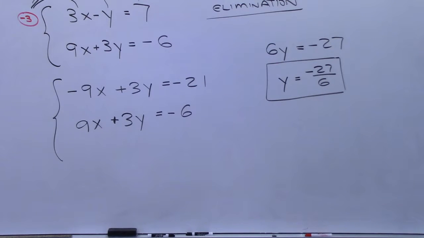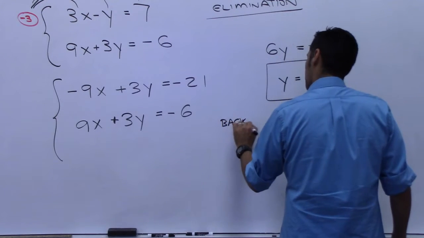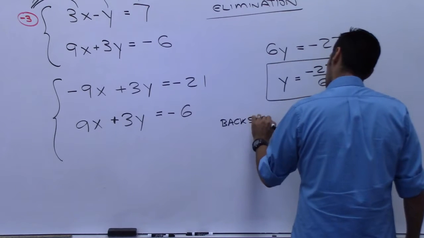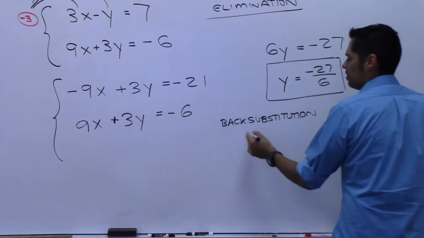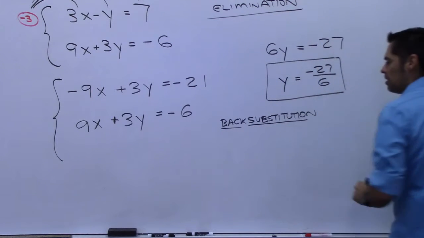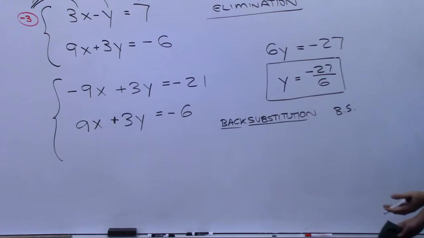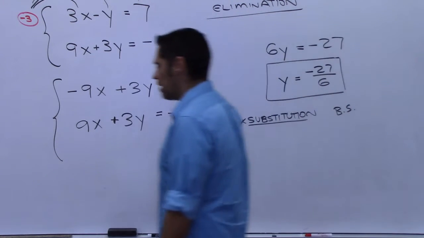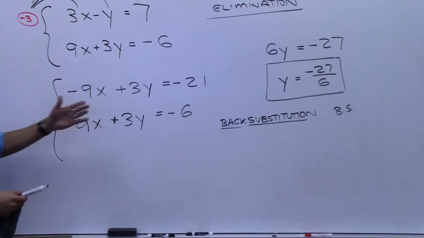I can box it, and now I do what we call the back substitution. That's what this step is called. Back substitution. The only reason I tell students, it's not really in the book, is that I just like to abbreviate it as BS, and then I can say this is the BS step. No, it is technically called back substitution. So I'm going to take that answer and back substitute it into any of these.